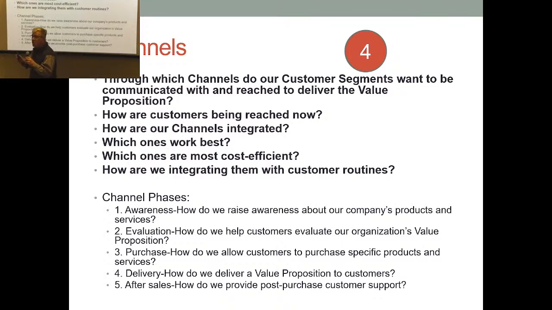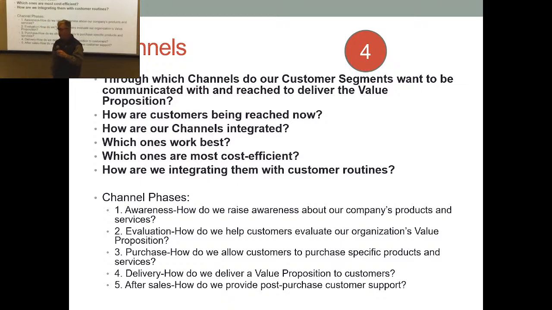Fourth is, how do you get them the product? Are you going to have it shipped directly from the manufacturer? Are you going to have the manufacturer send it to you, and you repackage, do some quality control, and send it out? That's a channel. And then lastly, how are you going to handle after sales? How are you going to maybe sell a customer something more? If your customer has a problem with your product or service, how are you going to serve them and correct that problem? Those are your channels.